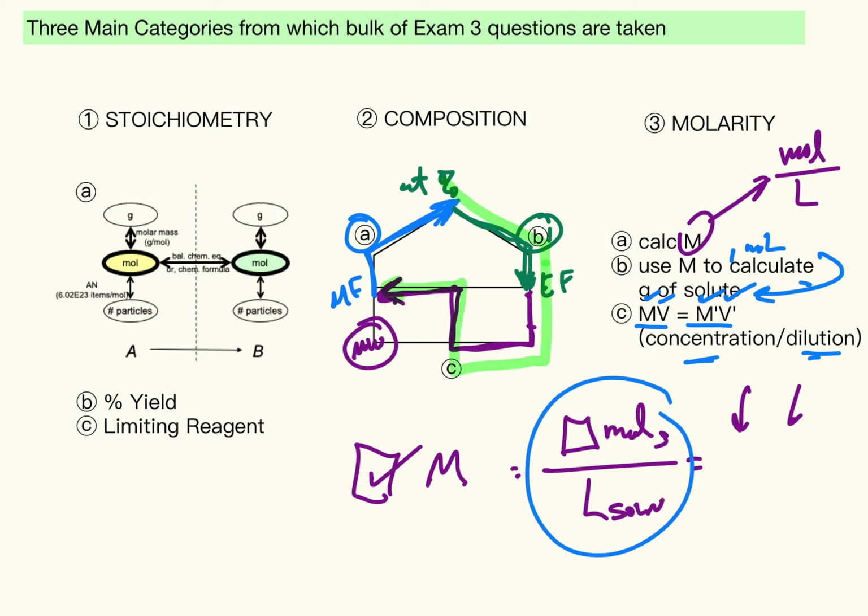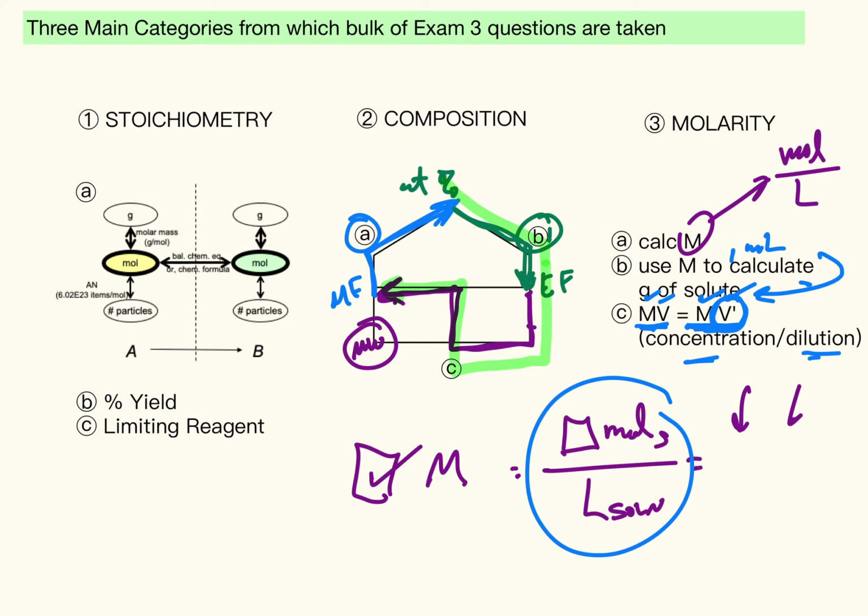The only tripwire there is to remember, this volume is total volume. It's not the volume that you added to the original sample. It's the total volume you ended up with. So with that, that's your 9 main types of problems that you're going to have.